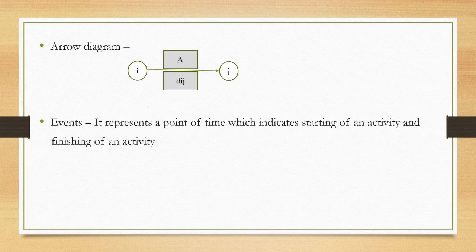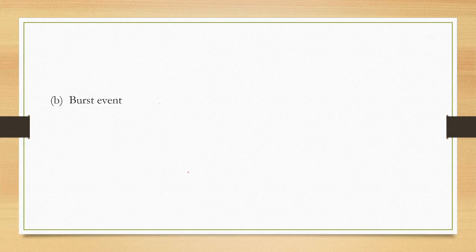What is an event? It represents a point in time which indicates the starting of an activity and the finishing of an activity. So here this is the starting of an activity and this is the finishing of an activity. These circular things are called events or nodes. Types of events. First is merge event. When two or more activities are merging at the same node, then it is a merge event. The second one is burst event, when two or more activities are starting from the same node.